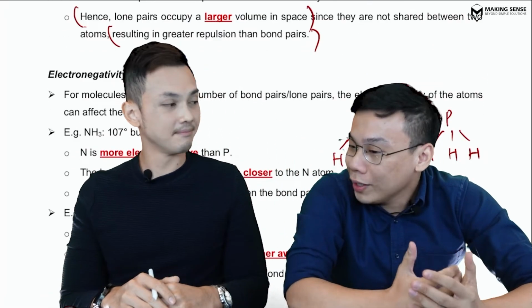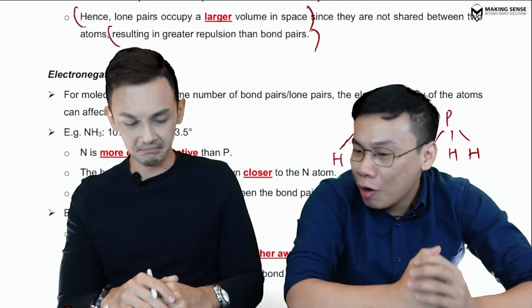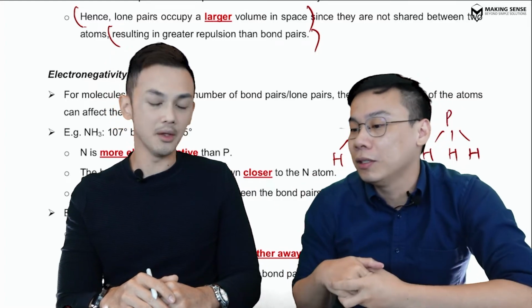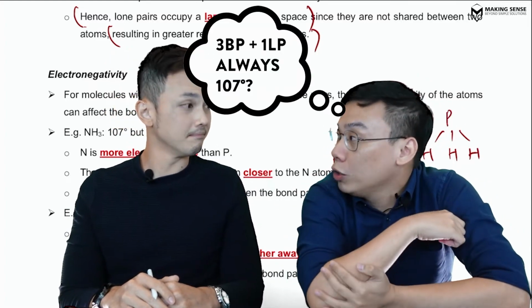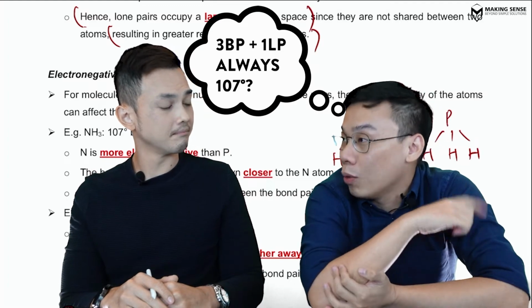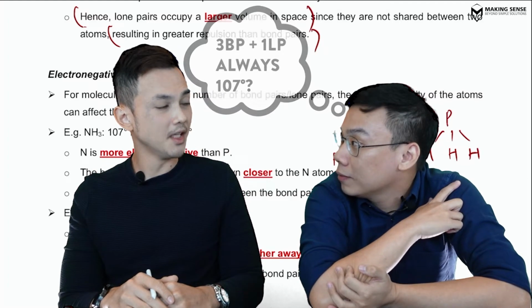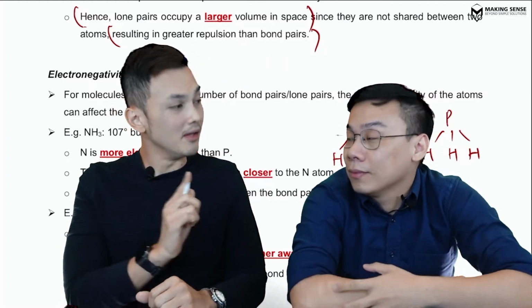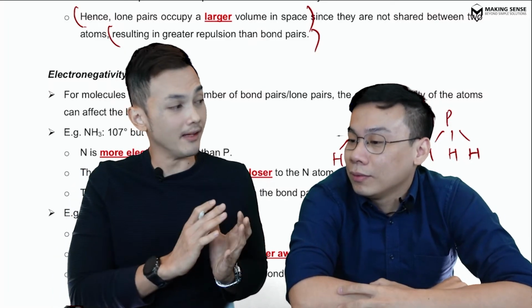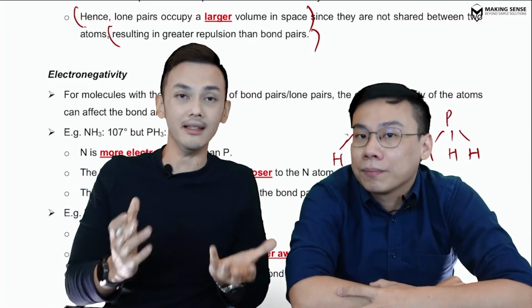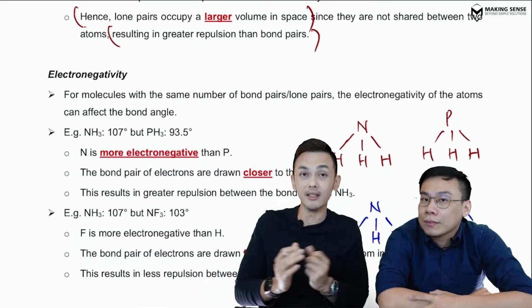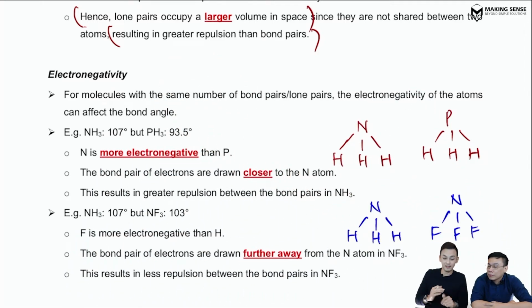So William, you always like to ask me all the difficult questions. Now my turn to throw you a difficult question. Is it true that all molecules with 3 bond pairs and 1 lone pair would have the bond angle of 107 degrees? Well, the answer is it may not always be true. It really depends on other variables as well. So what we learn in VSEPR is just a general framework. I'm going to use some examples to explain this to the class.